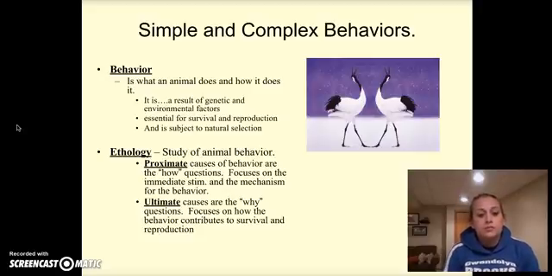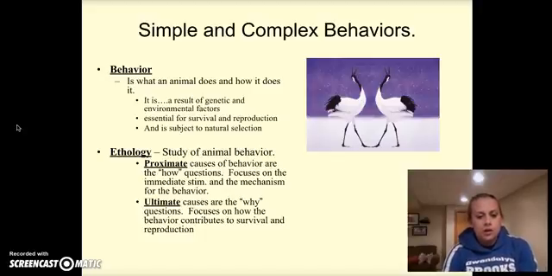So behavior, what is it? It's what an animal does and also how it does it. It's a result of both genetic and environmental factors. Behavior is essential for survival and reproduction, but it's also subject to natural selection. When we study behavior, we call that ethology. This is the study of animal behavior, and we tend to look at both proximate and ultimate causes of behavior.